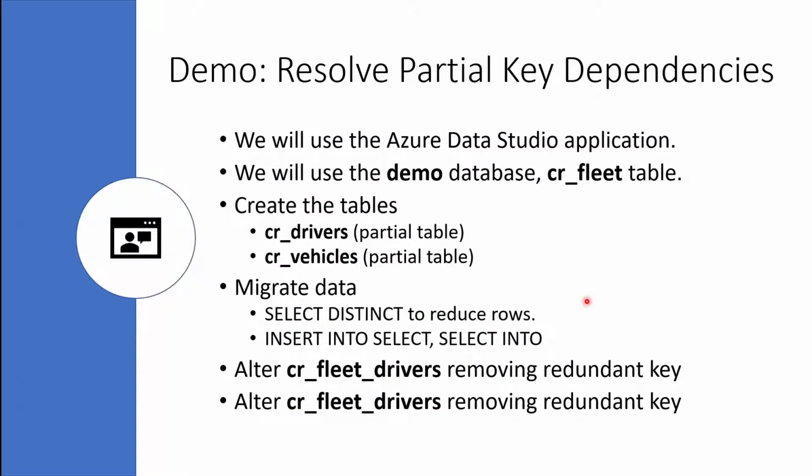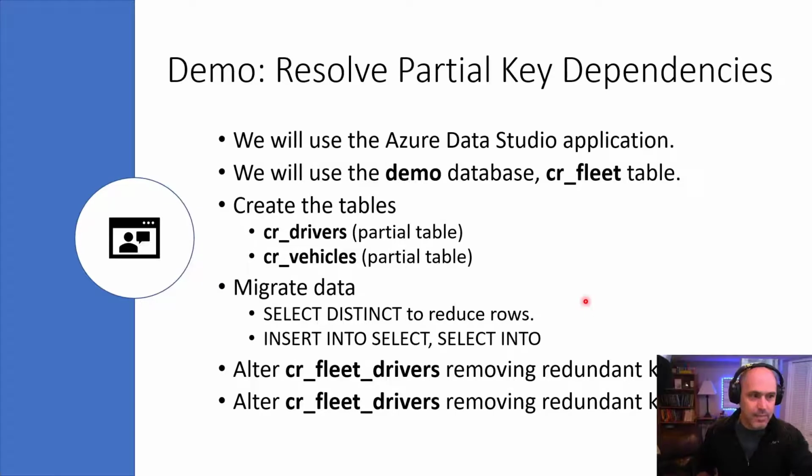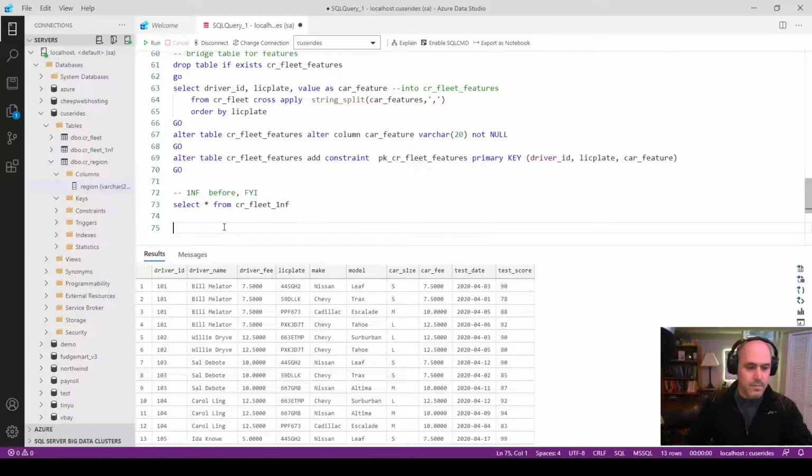Okay, it's time to go back to the demo. And now in this example, we will create those drivers and vehicles tables. I will show you how to use select distinct to perform your row reduction. And then we will also remove the redundant key from fleet and drivers. Okay, you can almost see how this is going to play out. Maybe, I don't know, maybe not.